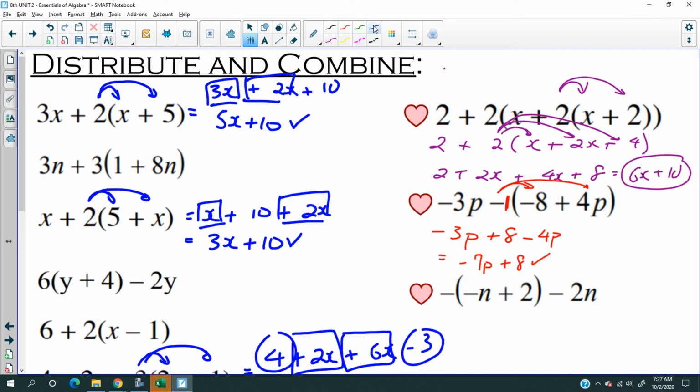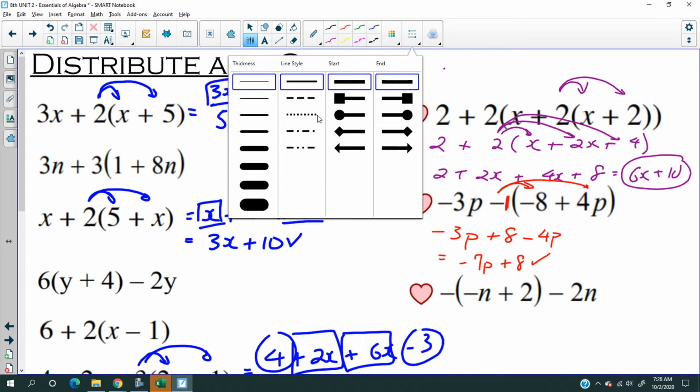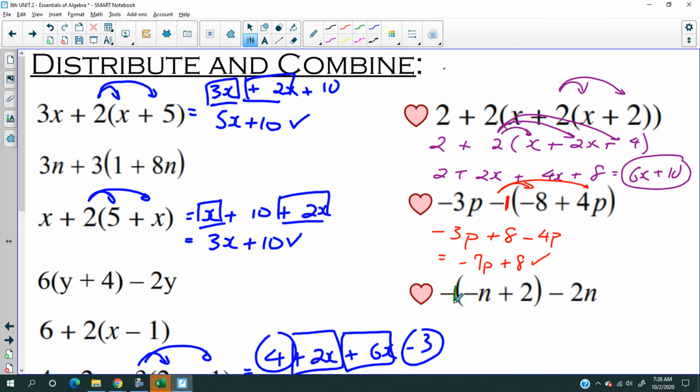Okay, all right. One last one. So likewise, you've got to distribute this. So that's negative 1 times negative n, what would that be? Yeah, positive n, right? Negative 2 minus 2n, combine like terms, n minus 2n, right? So 1n minus 2n is negative n minus 2.